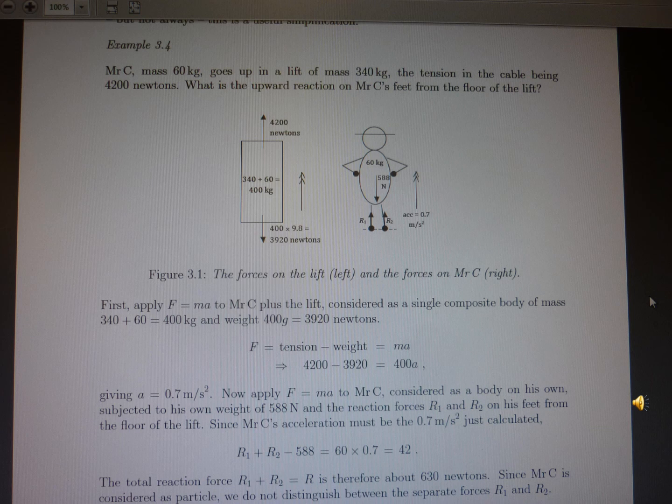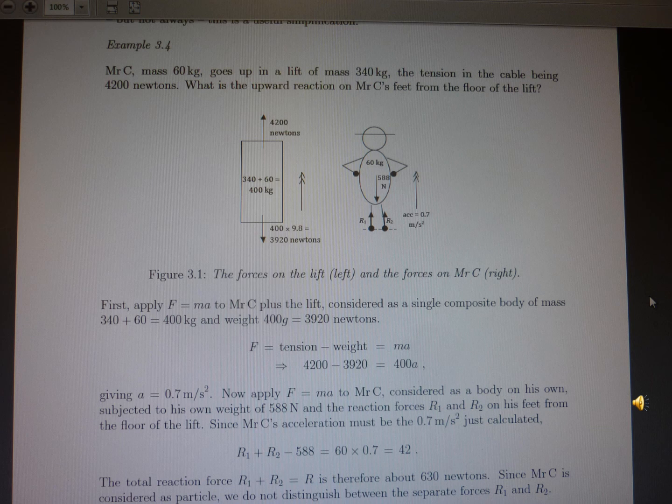Therefore the net force is the difference between the upward force and the downward force. This is F equals tension minus weight, so that will be 4,200 minus 3920. This force is equal to the mass multiplied by the acceleration. So F is equal to ma.